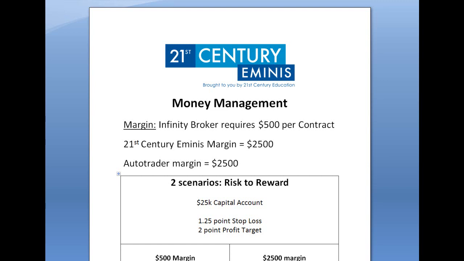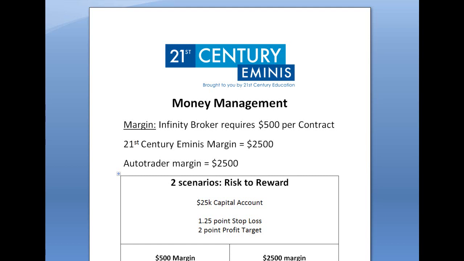Here we're going to talk about how we manage our money in the e-mini markets, because in these financial markets that we trade, we have no control over what they do. We have no control over when they're going to go up or when they're going to go down, and we have no influence over what happens in any single trading day. So with that in mind, the thing that we can control is ourselves and the way that we react to what the market throws at us.